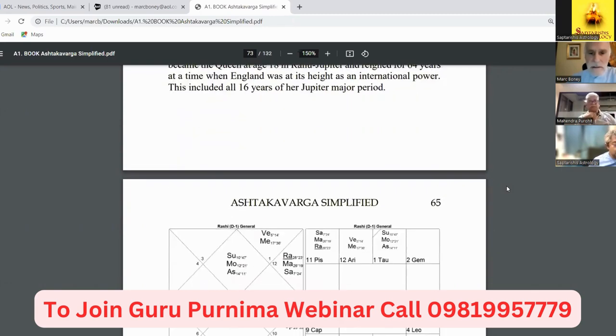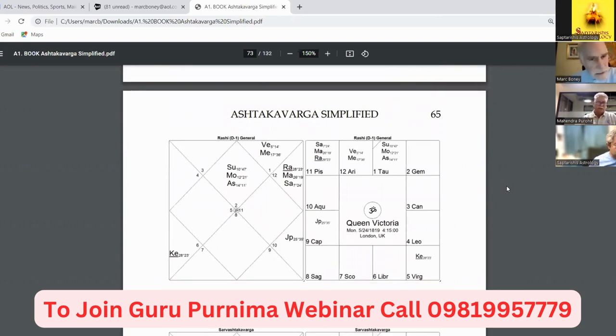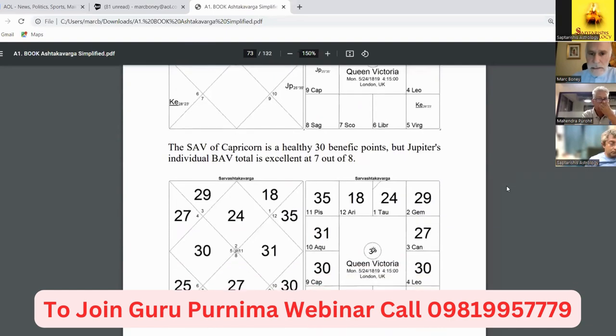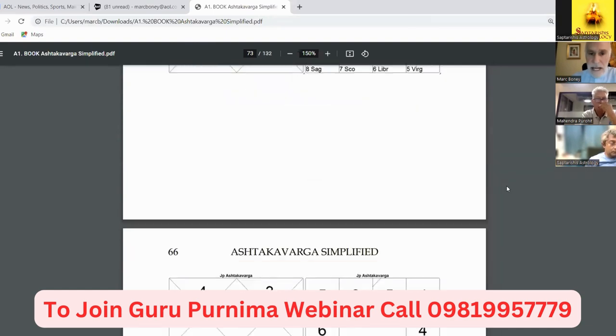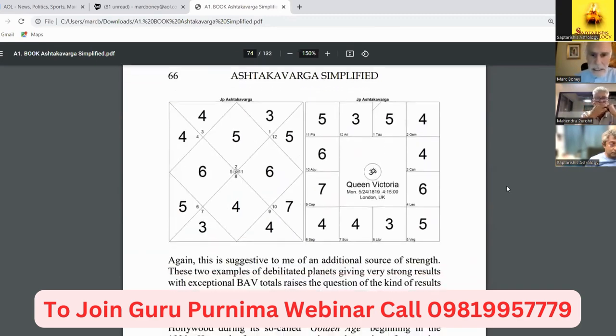What I'm suggesting is that you should see the individual point total in the chart of Queen Victoria of England. You can see her Jupiter's also in its debilitation sign in good ninth house. That debilitation gets canceled because of its exchange with its sign Lord Saturn. But if you look at the point total here, again, it's 30, but the individual Bhinnashtaka is actually quite high. You can see it's 7 out of 8. It was actually in a Jupiter period that she initially became queen.